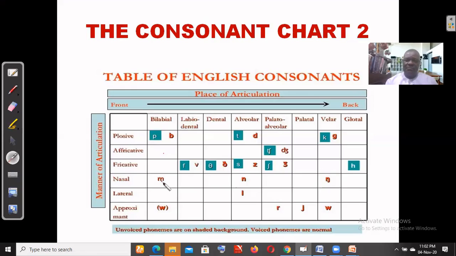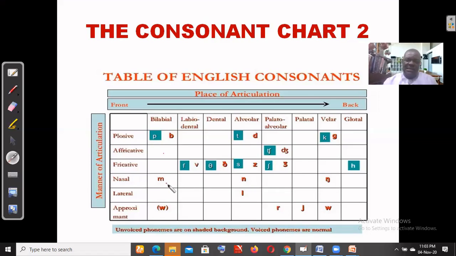Me, or mine. The lips first come together. And again, if you close your nose, you won't be able to produce this sound. Me. Of course, it will distort the sound. The same thing happens when you produce N or ng, which is represented by the letters NG as you have in sing. All right, so these are the nasals.